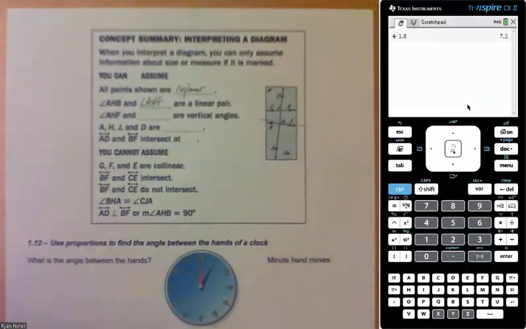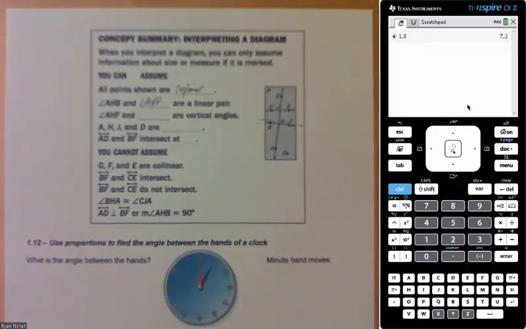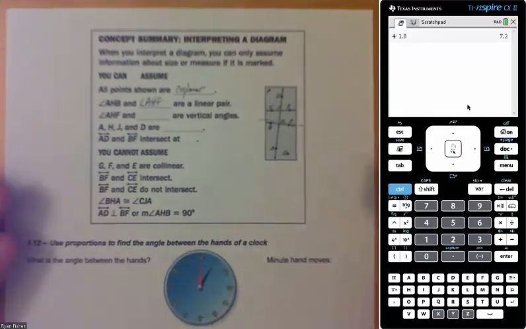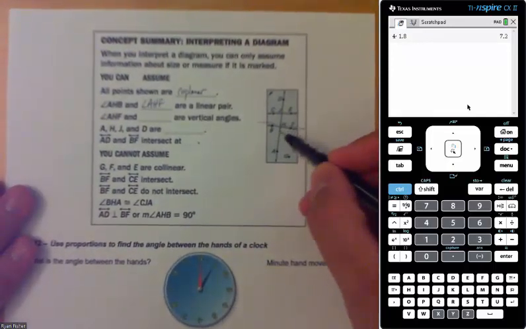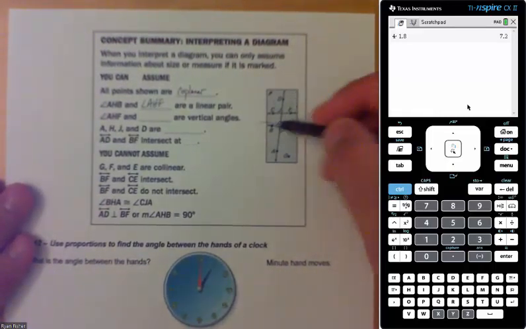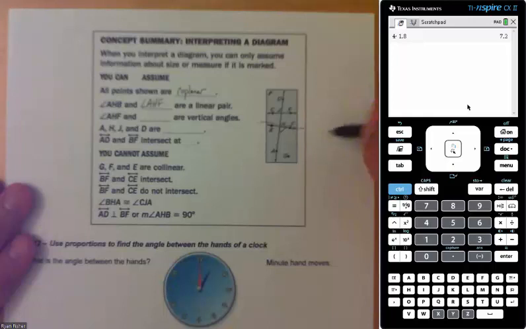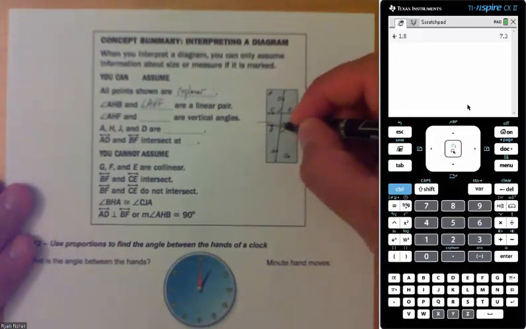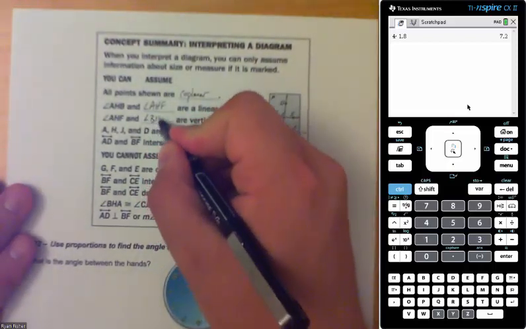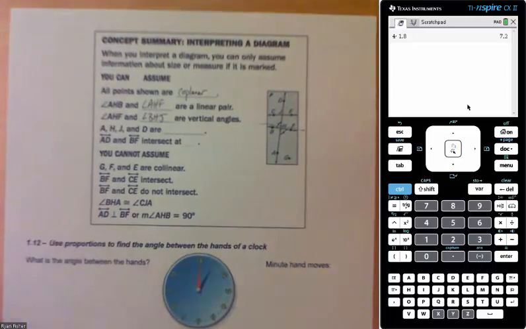You can assume that if it looks like 2 lines are intersecting, then those are in fact lines, and that angles that you think are vertical angles are. So AHF, this angle here, is definitely, since these are 2 straight lines that are intersecting, the angle opposite of it that makes the opposite rays with it, BHJ, are vertical angles. They are angles that are opposite of each other, made by intersecting lines.